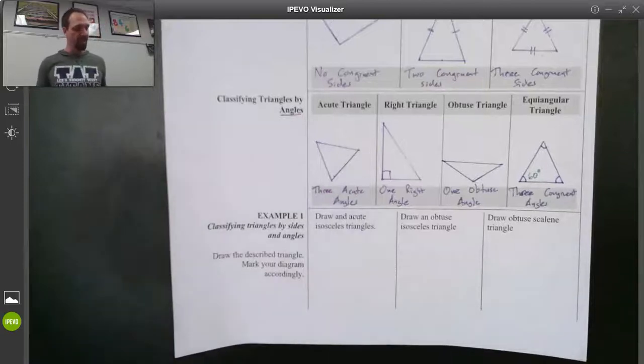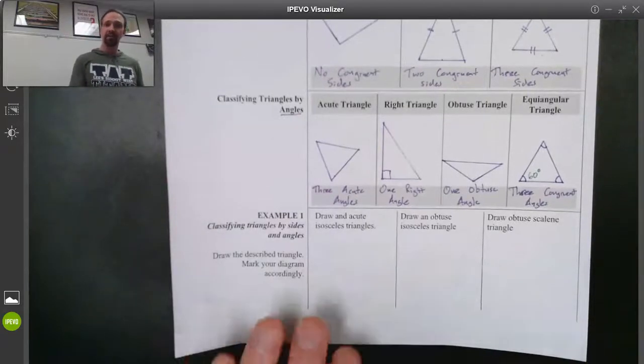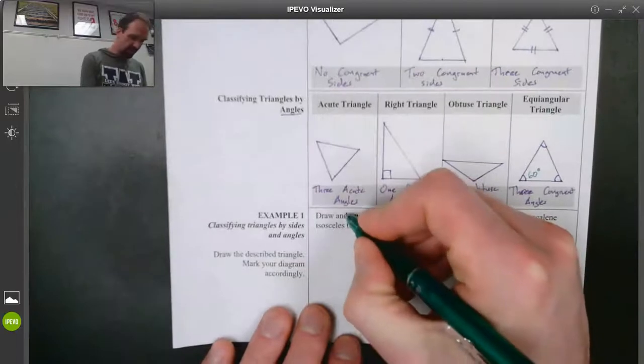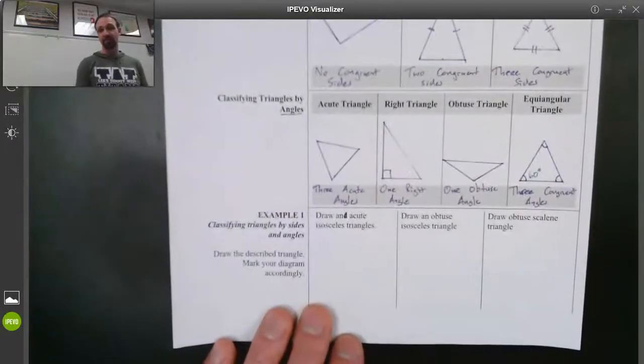Hi friends, welcome to example 1 for the Unit 4A notes. Here we're going to be drawing an acute isosceles triangle.